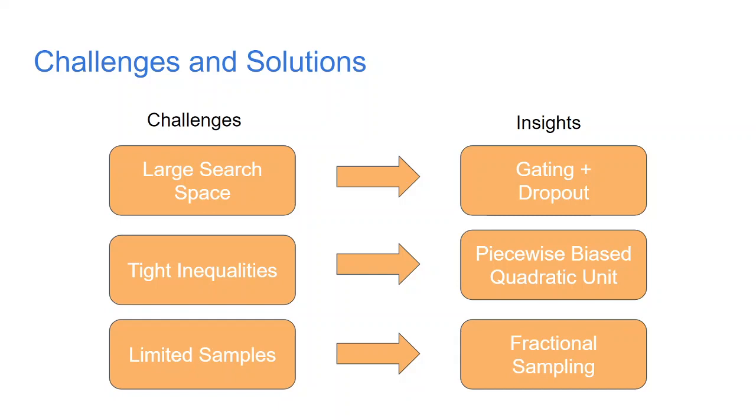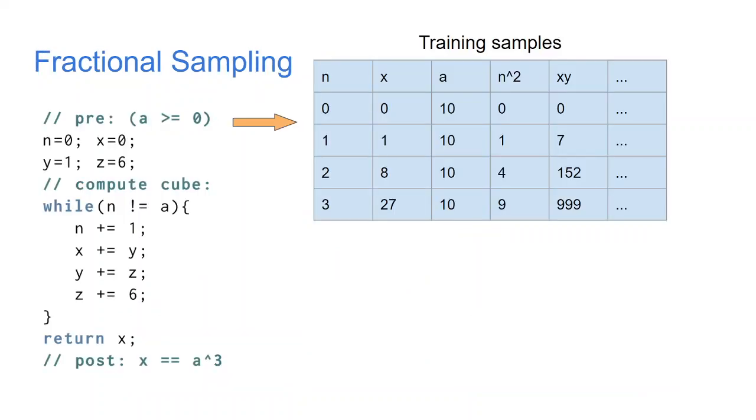Now we look at the last challenge. In some cases, the number or the quality of the training samples are limited due to program constraints, so we introduce fractional sampling to generate more samples. Here we show the samples from running the program normally. We can see that by the fourth iteration, the term xy is much larger than all other terms. This makes model learning very difficult.